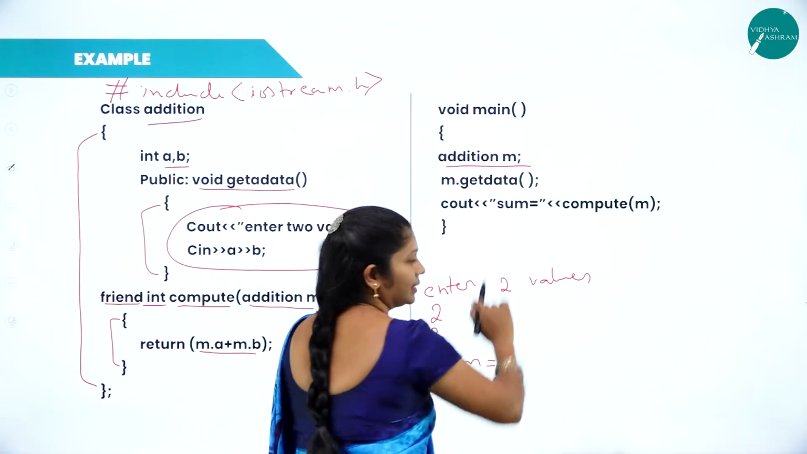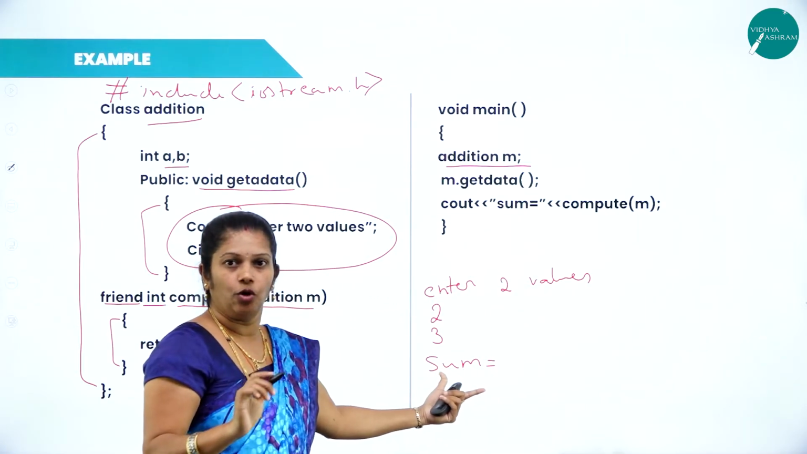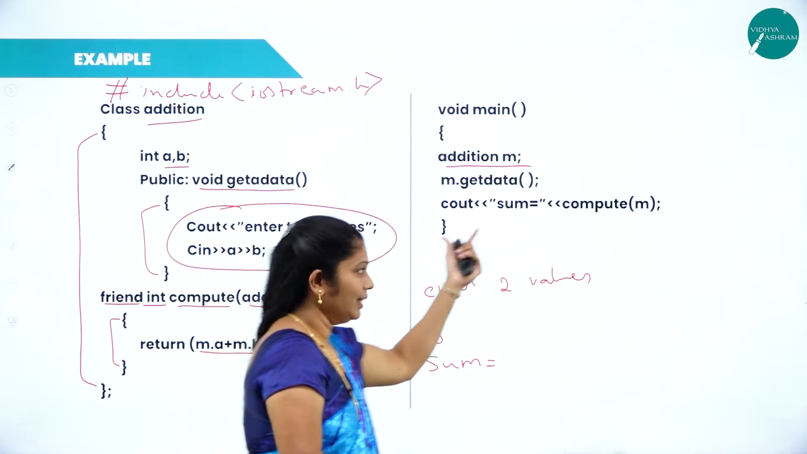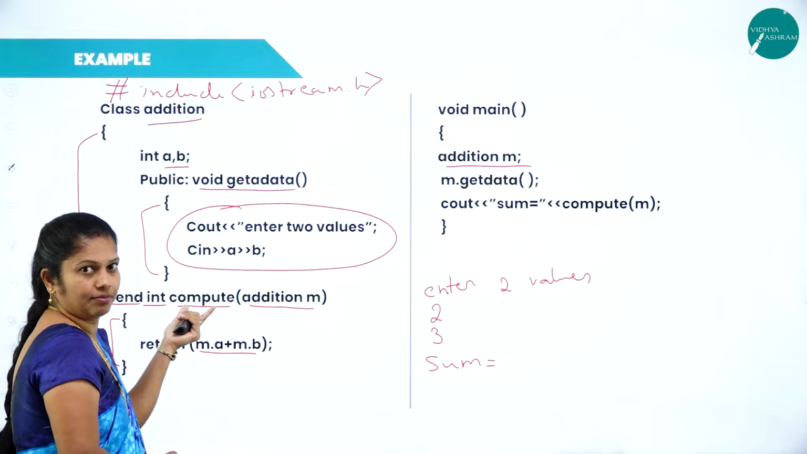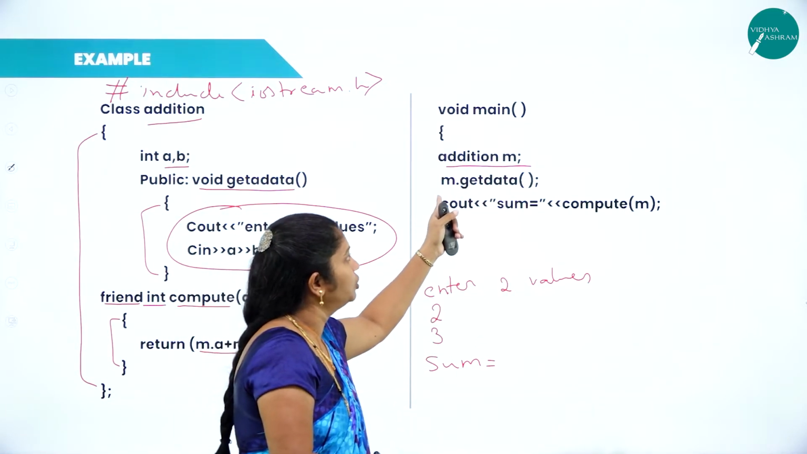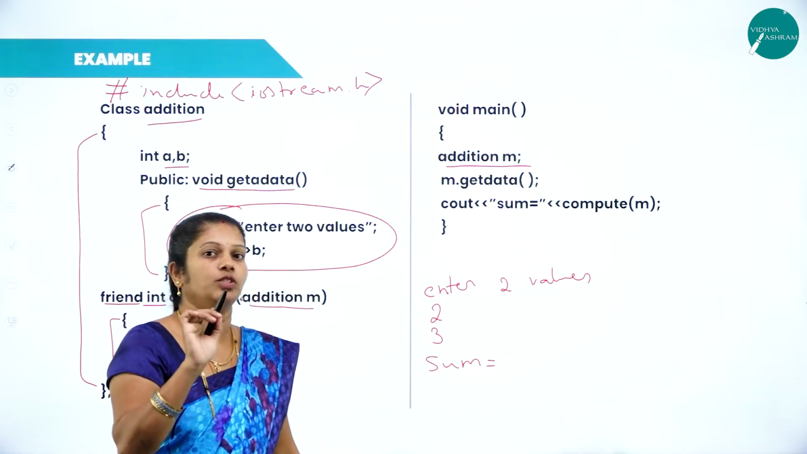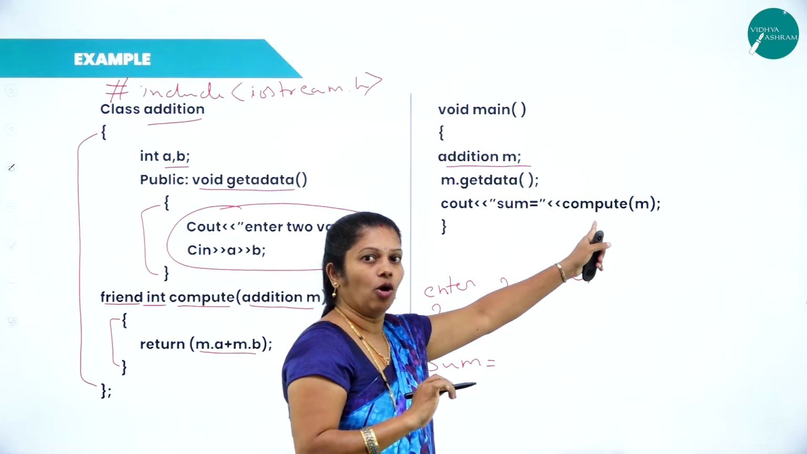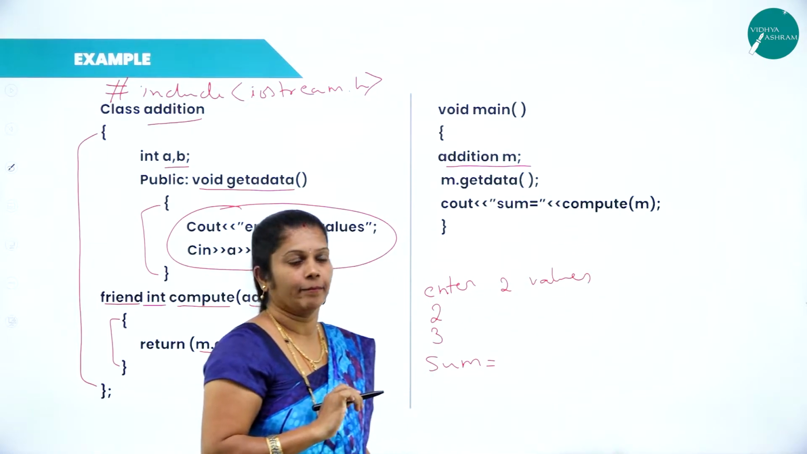Cout, inside the double quotes whatever is written, it will not do any calculation. As it is, it will display. Then I am calling the friend function. Whereas in other cases, if it is a member function, we used to write object dot get data or object dot member function. Whereas here, no need to use the object name.